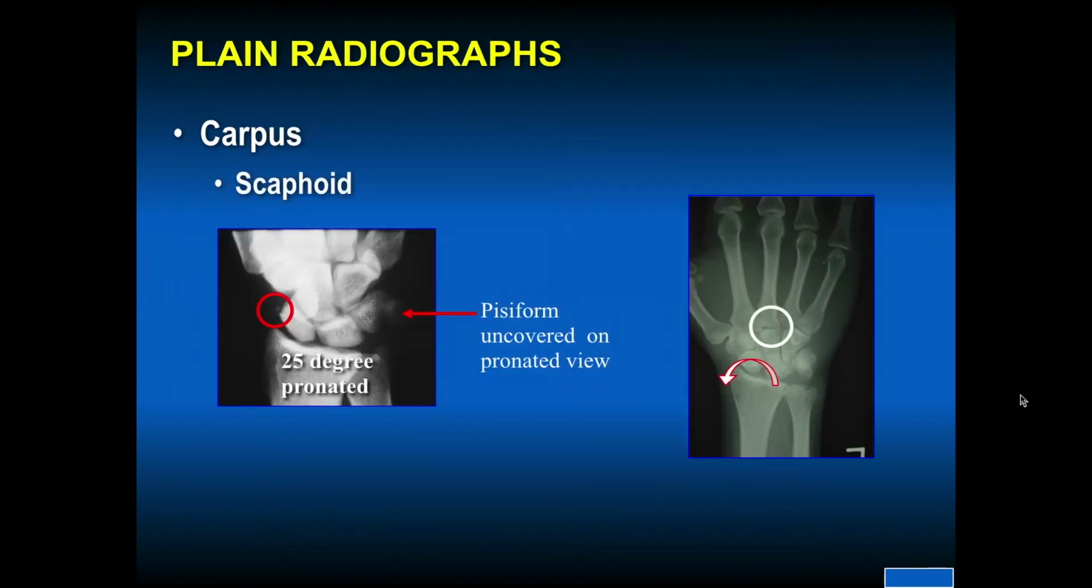The pisiform is uncovered on a pronated view as shown here. You can see the pisiform on the proximal carpal row, the fourth bone on the ulnar side. And then you can also see that little fleck off the scaphoid in this 25 degree pronated view. So that's the direction of this view, pronation of the forearm.